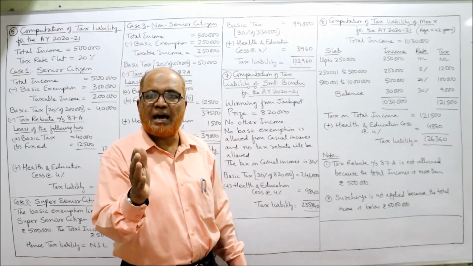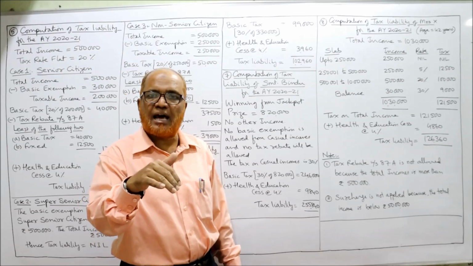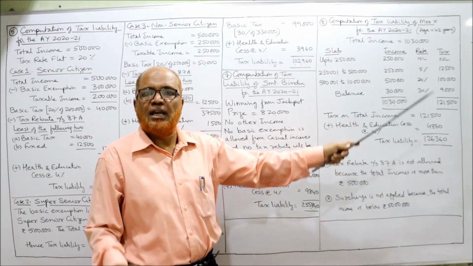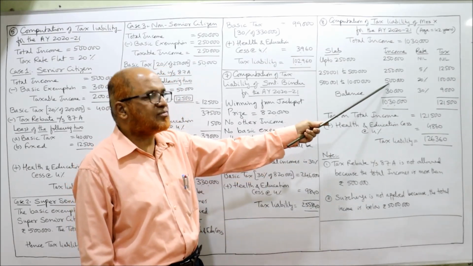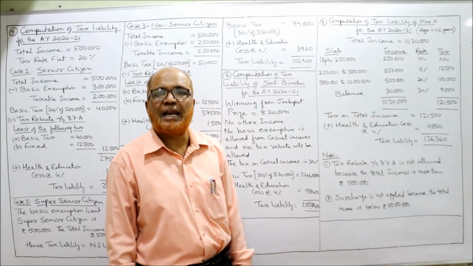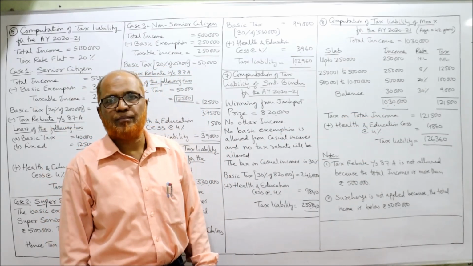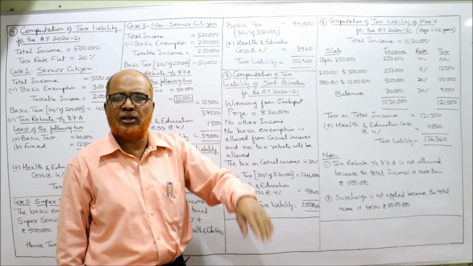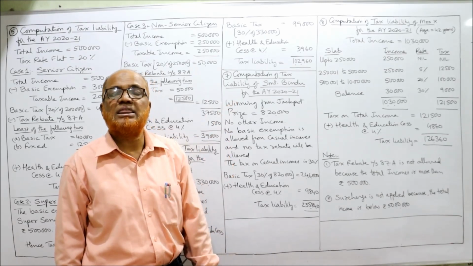So first slab up to 2,50,000, 0%. Second slab for the next 2,50,000, 5%. Next slab 5 lakh rupees, the third slab, 20%. So 5 lakh into 20% is 1 lakh. And now over 10 lakh rupees, 30%. Over 10 lakh, however much more the income is, there is no limit. Over 10 lakh rupees, 30%.